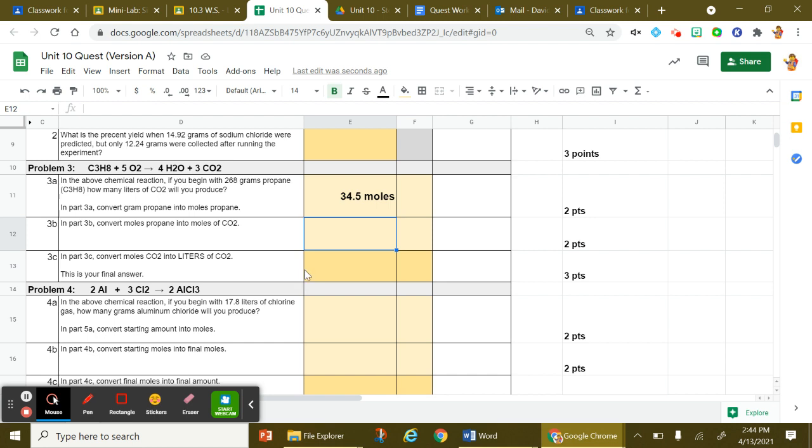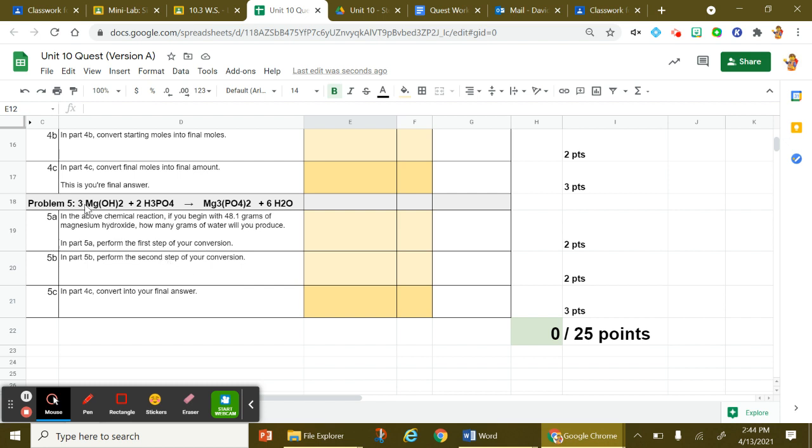And for this test, I will allow you to look up the molar masses of different substances. So if you to convert from grams to moles of, say, one of these substances down here, like magnesium hydroxide or phosphoric acid or magnesium phosphate, you are allowed to look that up and use those values, okay? 25 points possible on this test. You can actually get up to 27 if you get every single one correct. So we'll see how that goes.